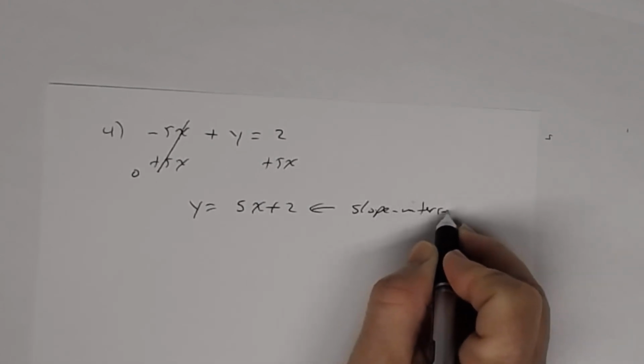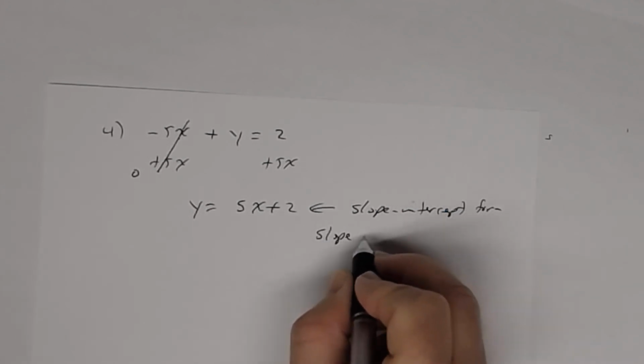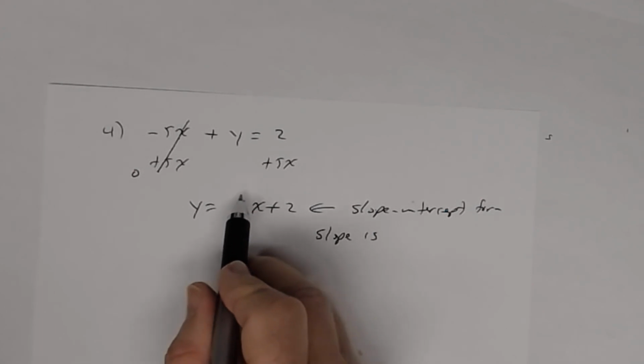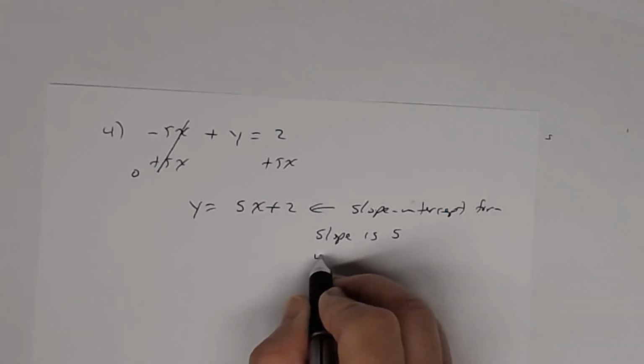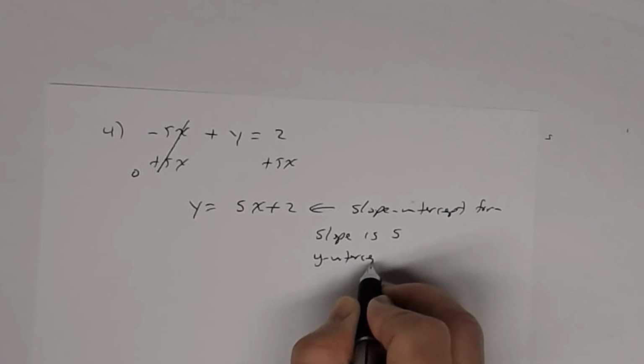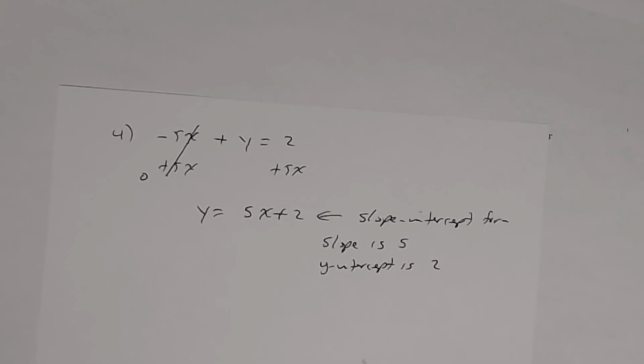Once it's in slope-intercept form, you can easily find the slope and the y-intercept. So the slope is the coefficient of x, which is 5, and the y-intercept is this constant, which is a positive 2. All right, so that's number 4.